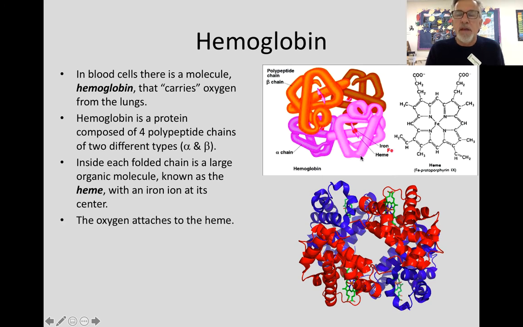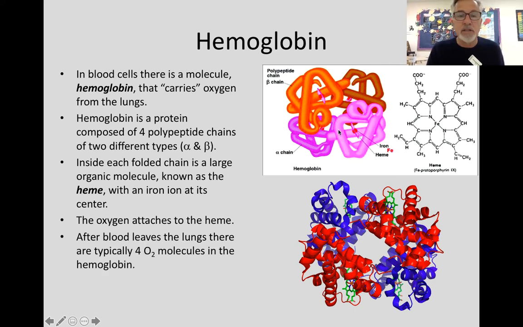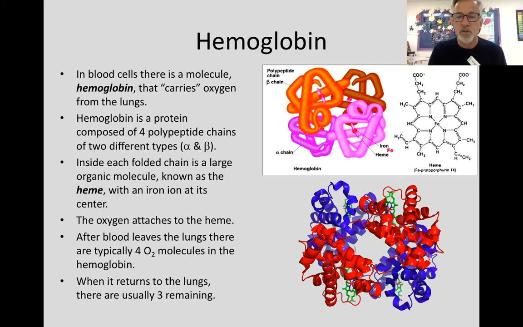The oxygen actually attaches to this heme. And so you can see there are 4 hemes in a hemoglobin, and that means that blood, when it leaves the lung, typically carries 4 oxygens. When the blood returns from the body to the lungs, typically only 1 of the oxygen atoms has been removed and therefore needs to be replaced.